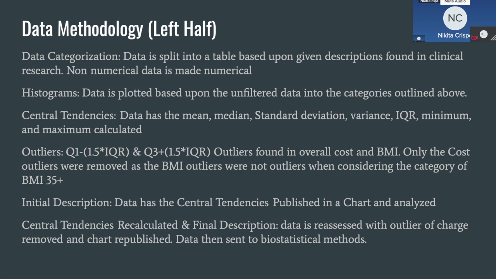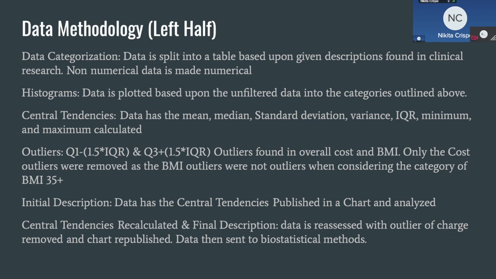Central tendencies, such as the mean, median, standard deviation, variance, IQR, minimum, and maximum are calculated. In addition, outliers are calculated, and they're found in the overall cost and the BMI. Only the cost outliers were removed, as the BMI outliers were not outliers when considering the category of a BMI of over 35. In addition, we have the initial description.